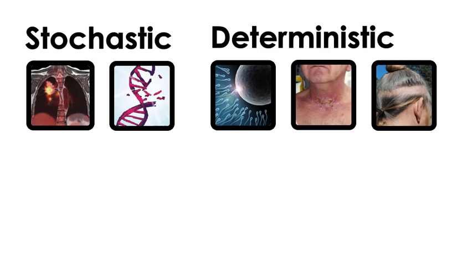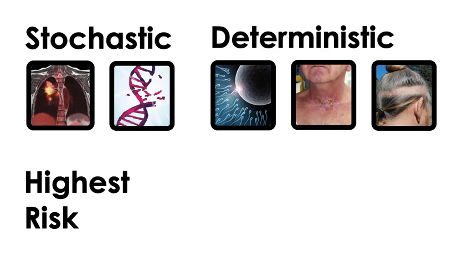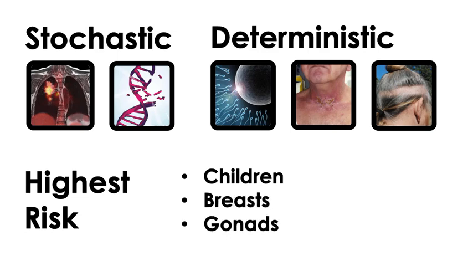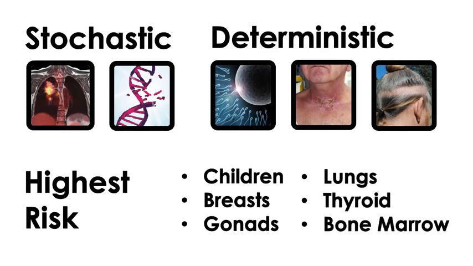In summary, remember that radiation effects can be categorized as stochastic, like cancer and genetic diseases, but they can also be categorized as deterministic, like sterility and skin injuries. Finally, remember that some situations create more risk than others. The most sensitive people are children. The most sensitive organs are the breast, the gonads, the lungs, the thyroid, and the bone marrow. And finally, keep in mind that more frequent exposures are more harmful than infrequent exposures.